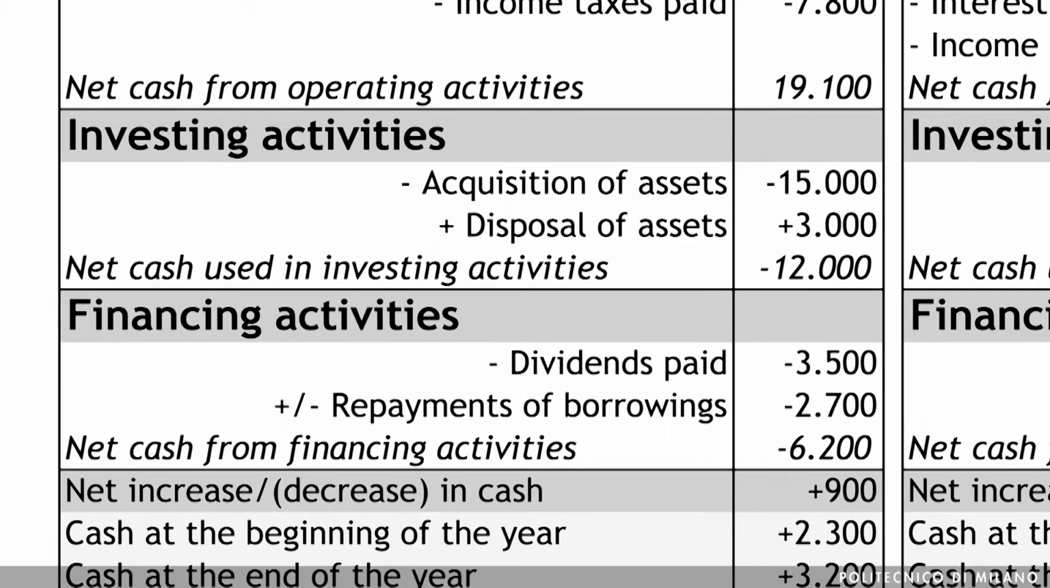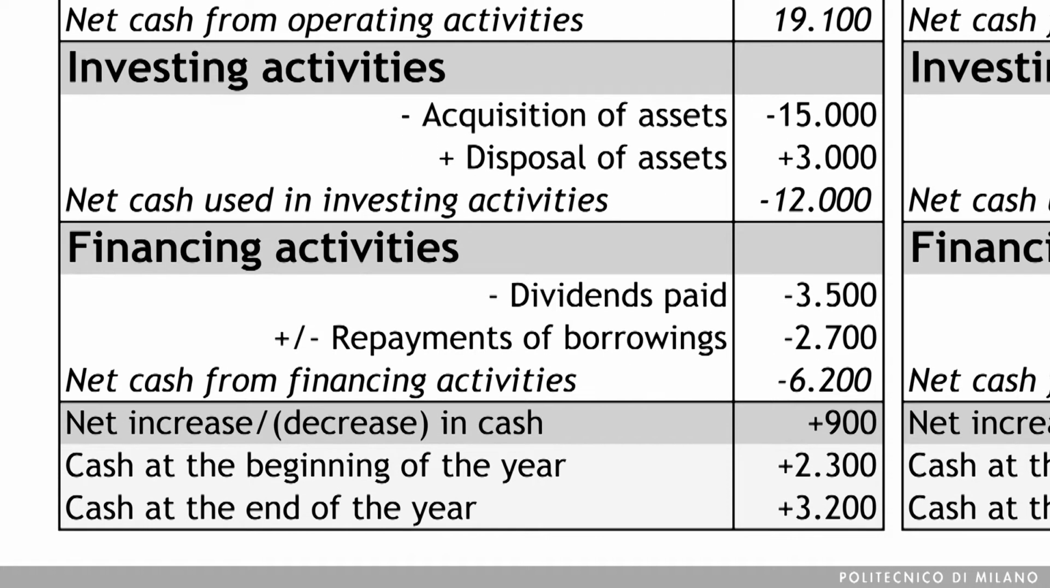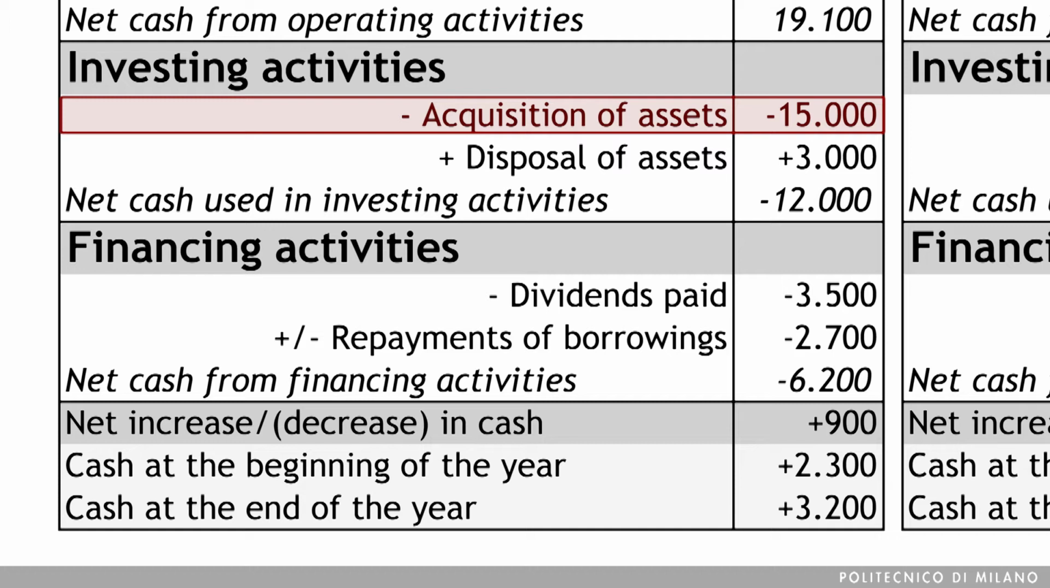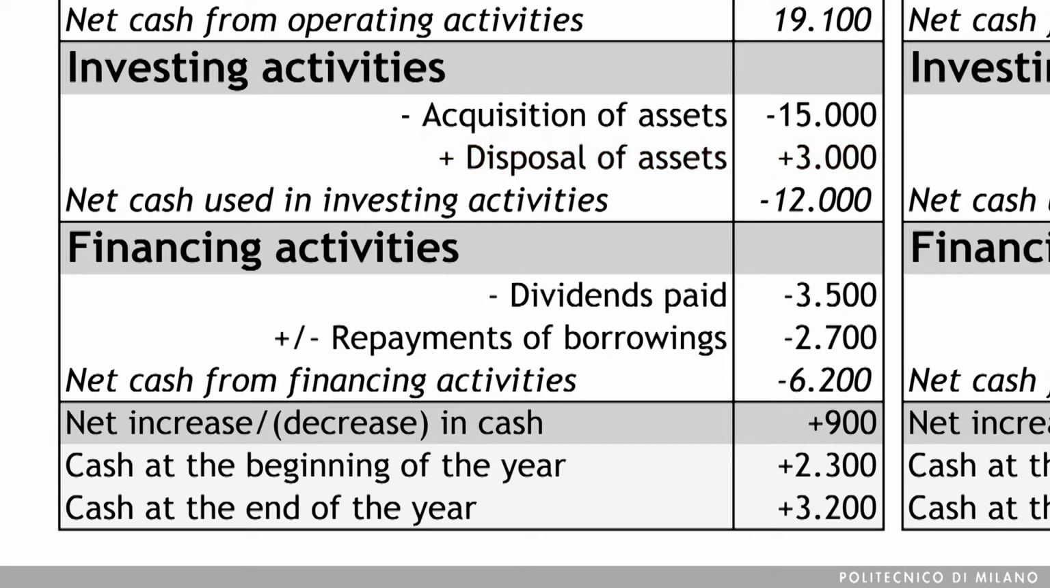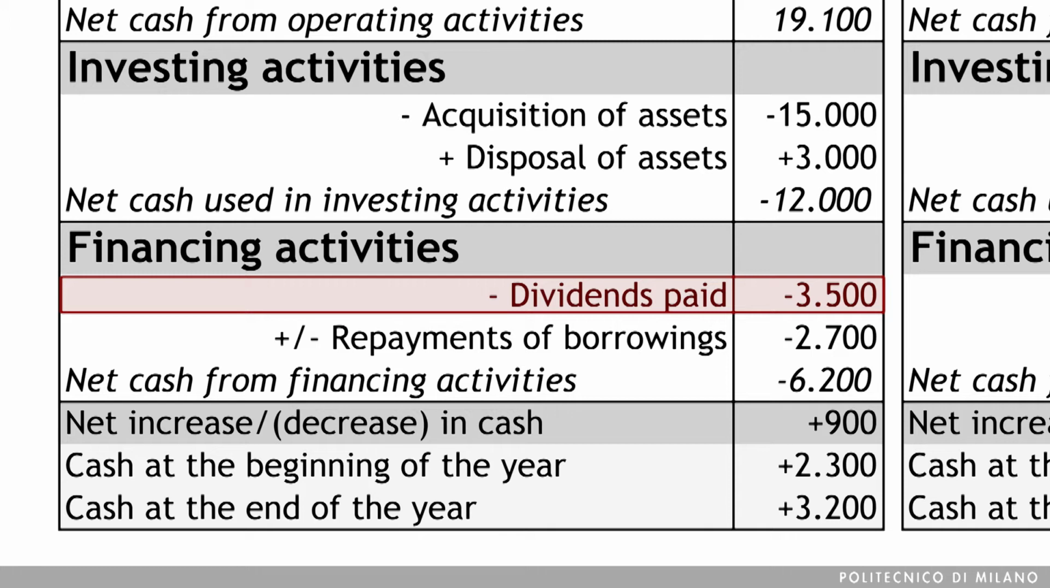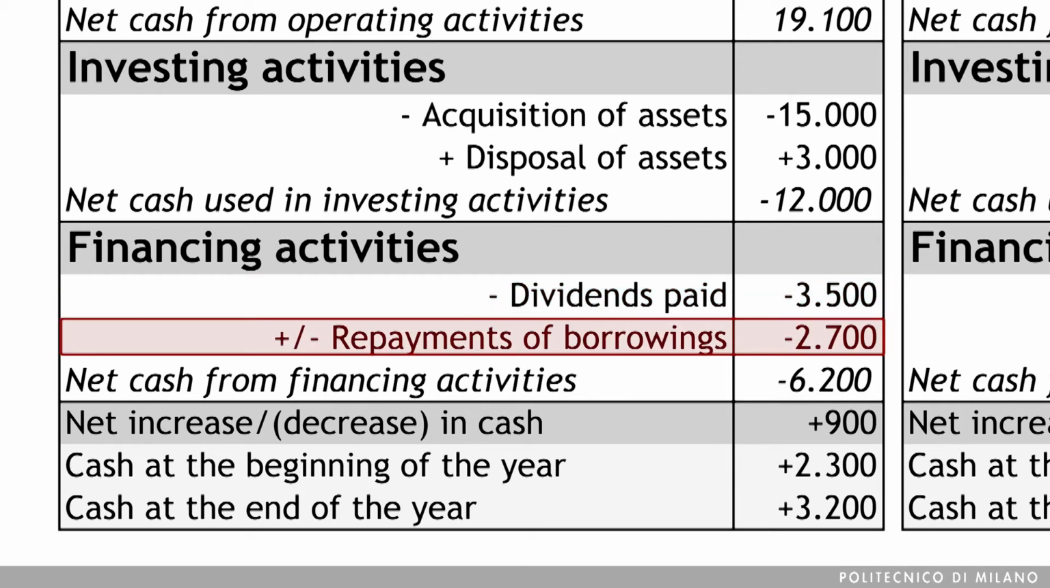Then we can identify the cash related to the investing activity, so the acquisition of the assets plus the cash in because of the disposal of the assets. And finally, we have the financing activities, in which we can find the cash outflows because of the dividends and the repayment of debts, and the cash in because of the acquisition of some debts.